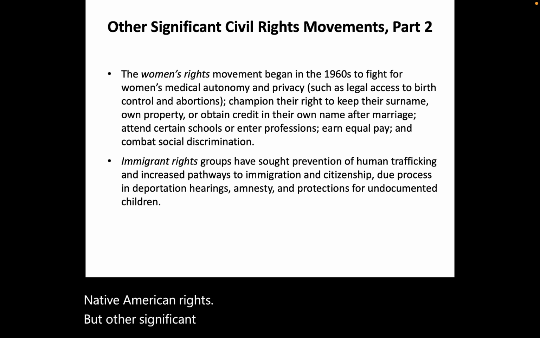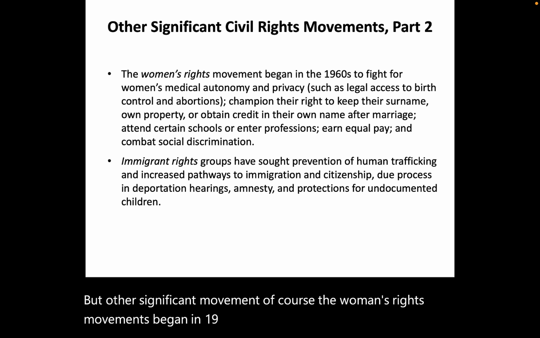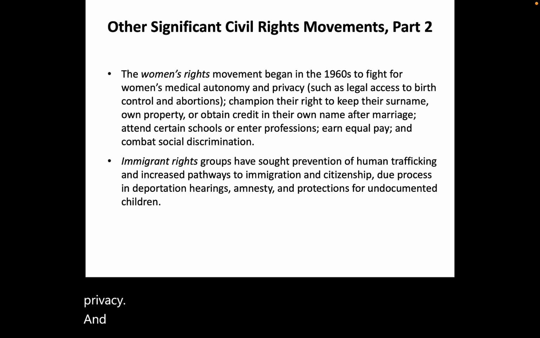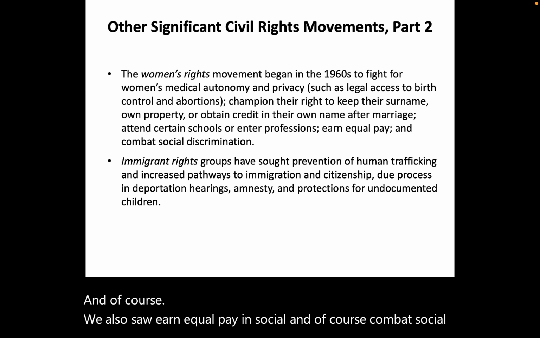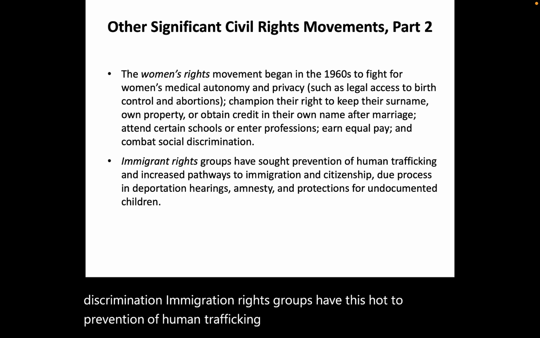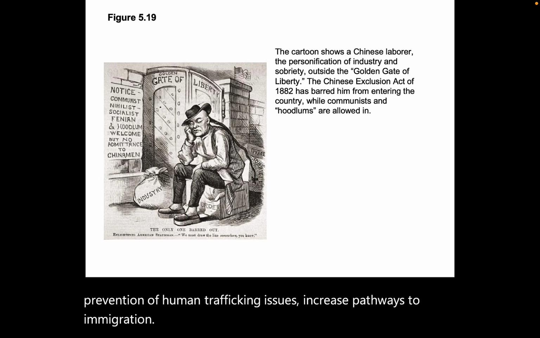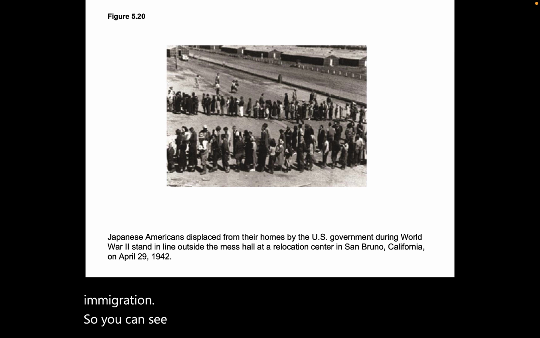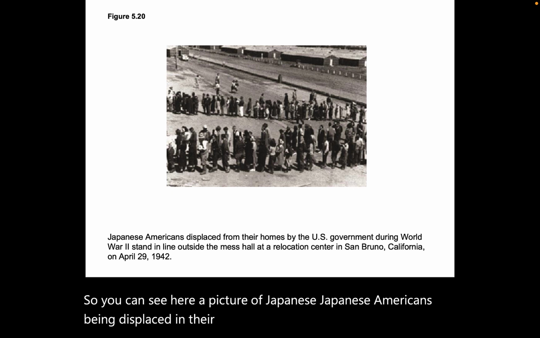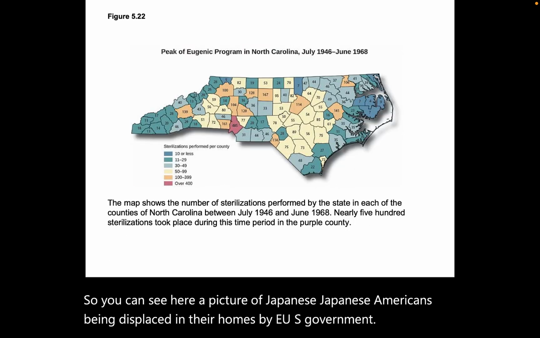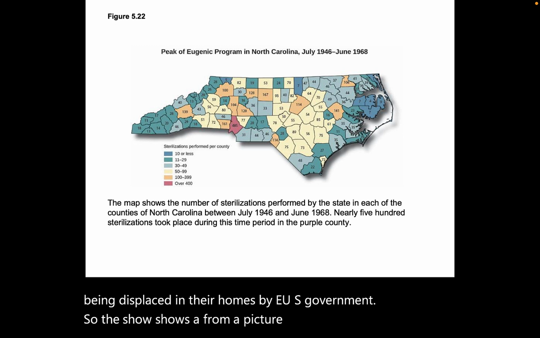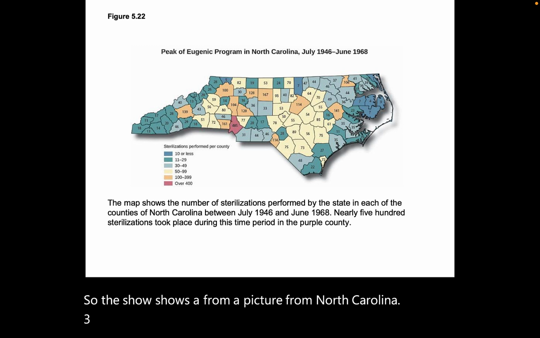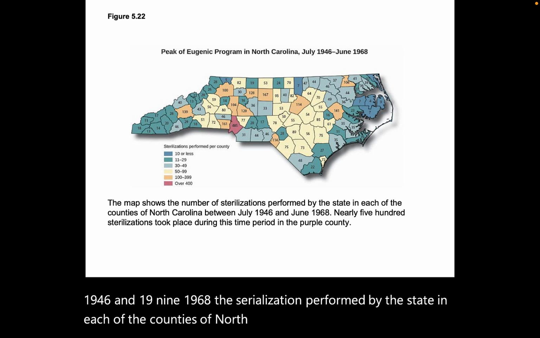Another significant movement, of course, the women's rights movement began in the 1960s for medical autonomy and privacy. And of course, we also saw the push to earn equal pay and combat social discrimination. Immigration rights groups have sought the prevention of human trafficking and increased pathways to immigration. So you can see here a picture of Japanese Americans being displaced from their homes by the U.S. government. This shows a picture from North Carolina of the sterilization performed by the state in each of the counties of North Carolina between July 4th, 1946 and June of 1968.